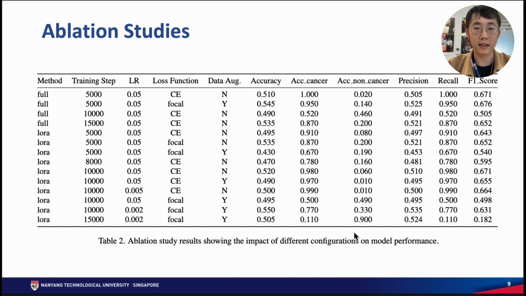And for our ablation study on the fine-tuning, first, we can see the full training method generally showed a tendency towards higher accuracy in predicting cancer, indicating that there is a potential bias in detecting the cancer cases. And for the LoRA adaptation, it shows that a more balanced performance between accuracy on cancer and non-cancer is achieved, shown by the higher F1 score compared to the original one. Also, data augmentation and loss function adjustments, for example using focal loss or cross-entropy, significantly impact the model's performance, suggesting that these factors are critical in training robust models.